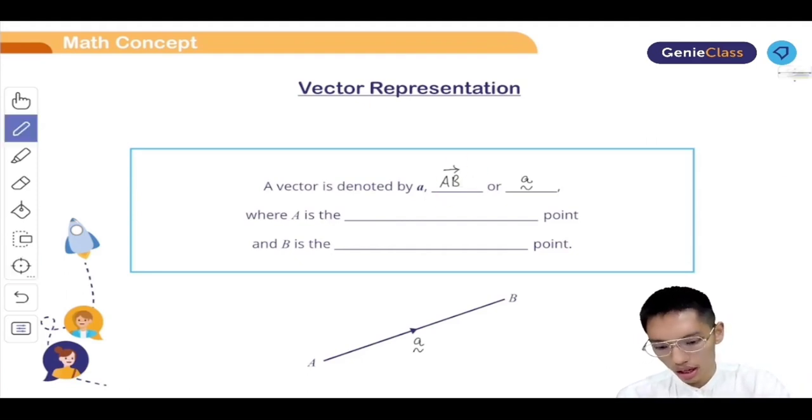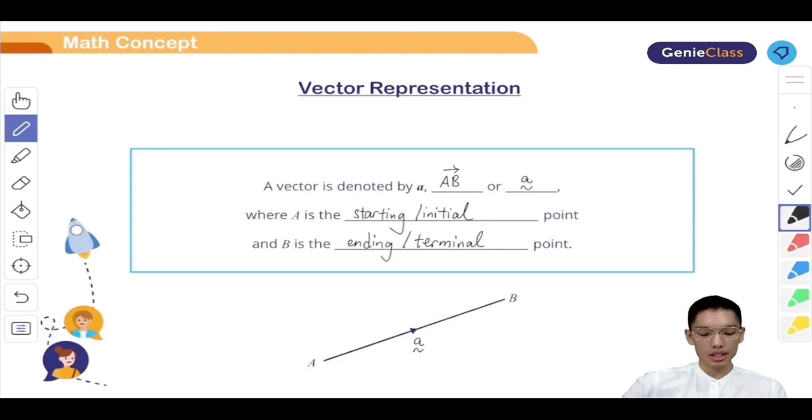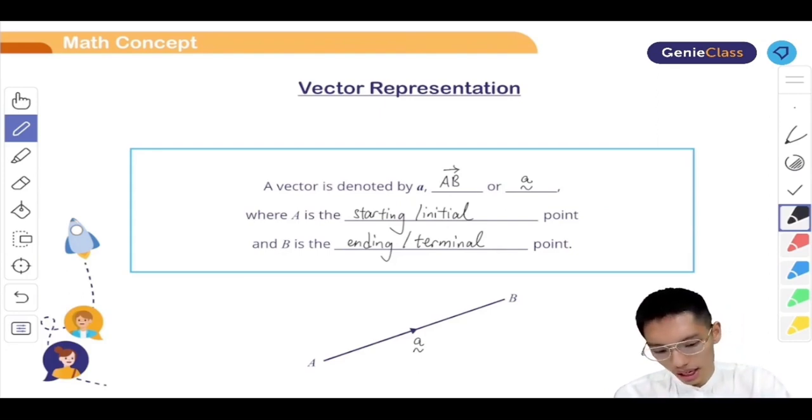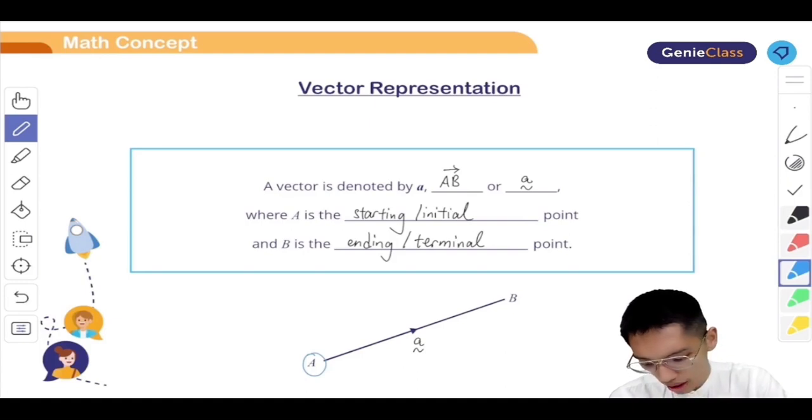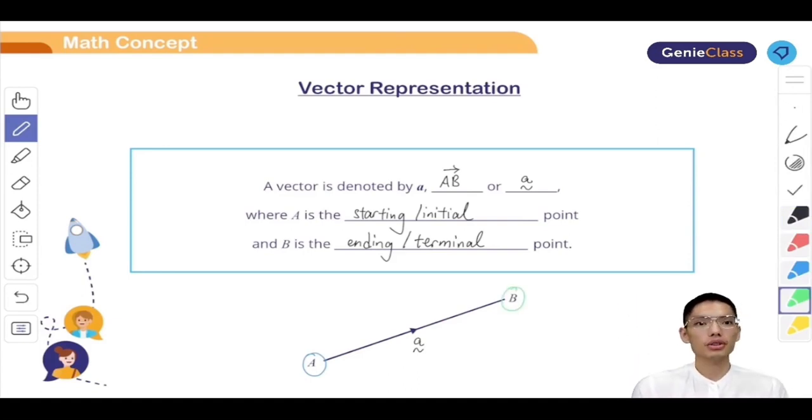If you represent it as AB, the representation will be: A over here is the starting, or in this case the initial point, and B over here is what we call the ending or terminal point. Starting, ending, initial, terminal, we can change the words interchangeably. It's what the name suggests. A is the starting point, you read the arrow A to B. That's how I read it. A to B, that is the notion over here. So this is how we represent a vector even further.